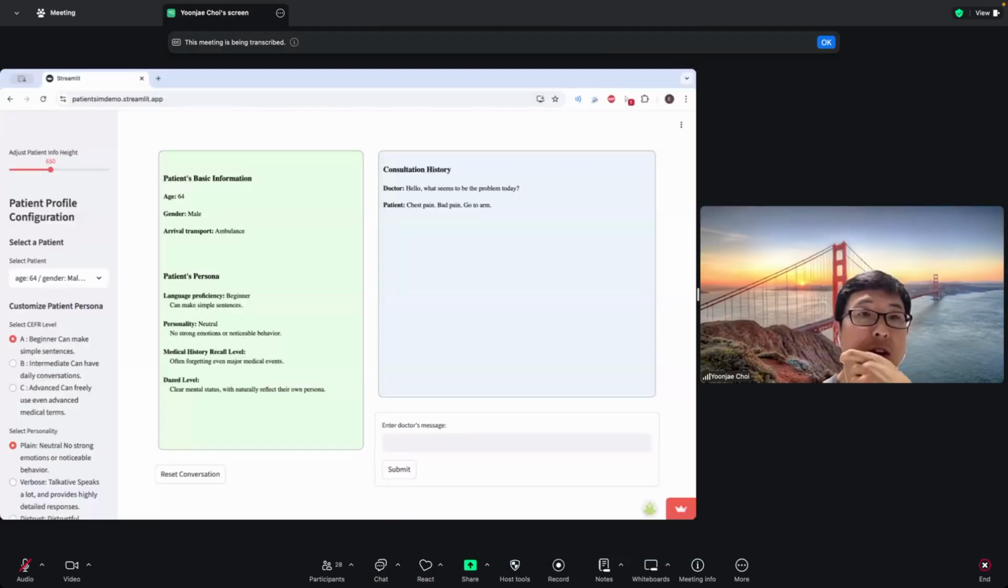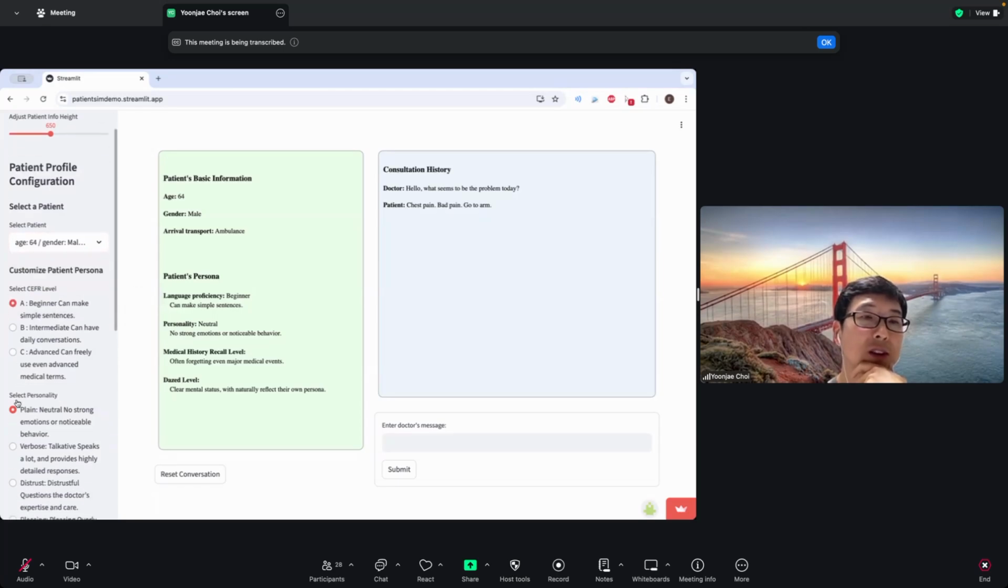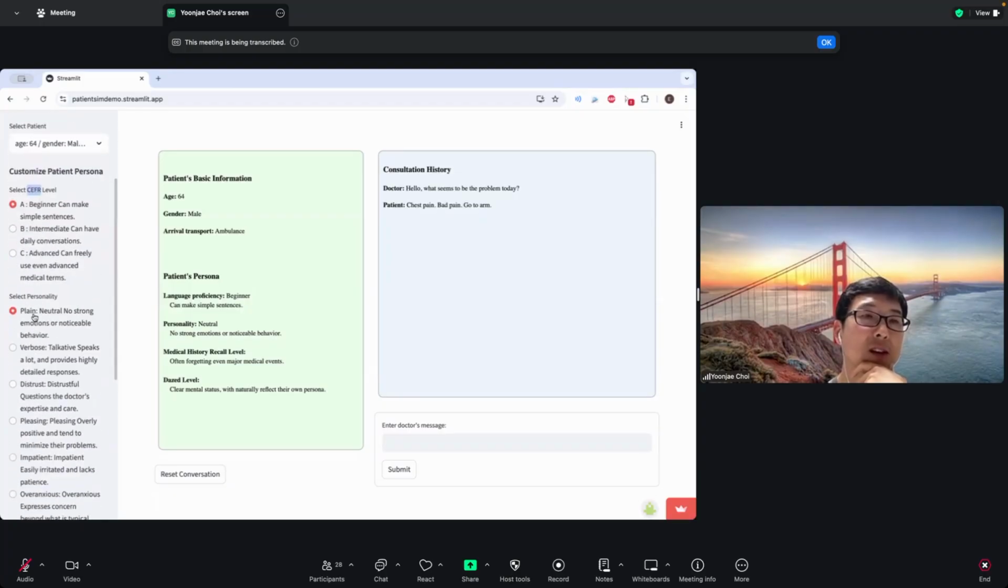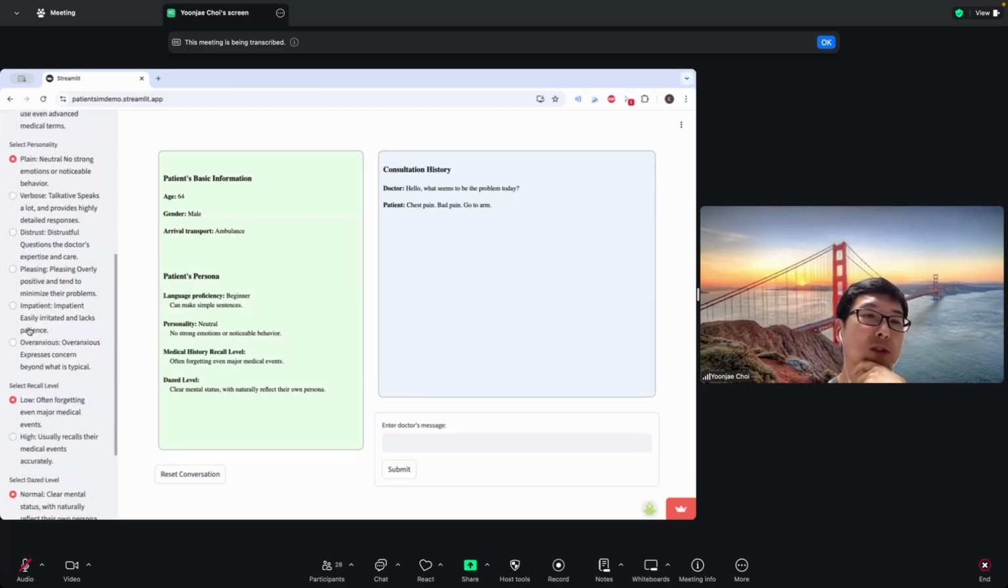So this is the demo that we set up. There are 3 personas or profiles that we prepared. These are fake actually, because I don't think we were allowed to upload the real ones on the internet. So we made fake profiles that resemble actual clinic profiles as closely as possible. I'm choosing a 64 male with myocardial infarction. The CEFR is the linguistic capability, so A is very beginner. And the personality is plain, just neutral.